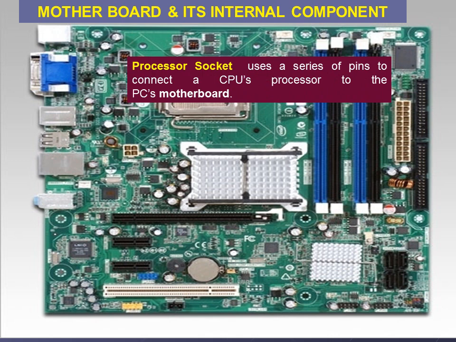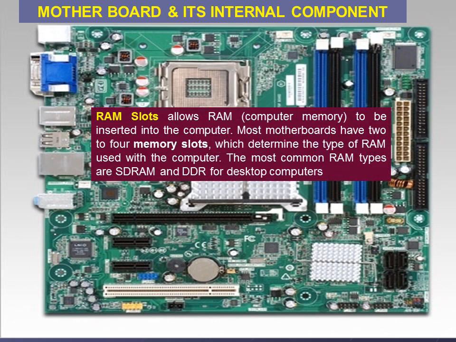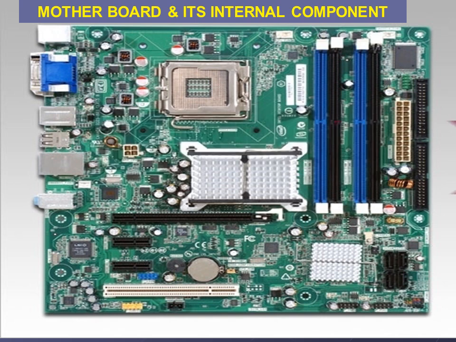Processor socket uses a series of pins to connect a CPU processor to the PC motherboards. RAM slots, here are four, two blue and two black. RAM slots allow RAM computer memory to be inserted into the computer. Most motherboards have 2 to 4 memory slots which determine the types of RAM used with the computer. The most common RAM types are SDRAM and DDR RAM for desktop computers.